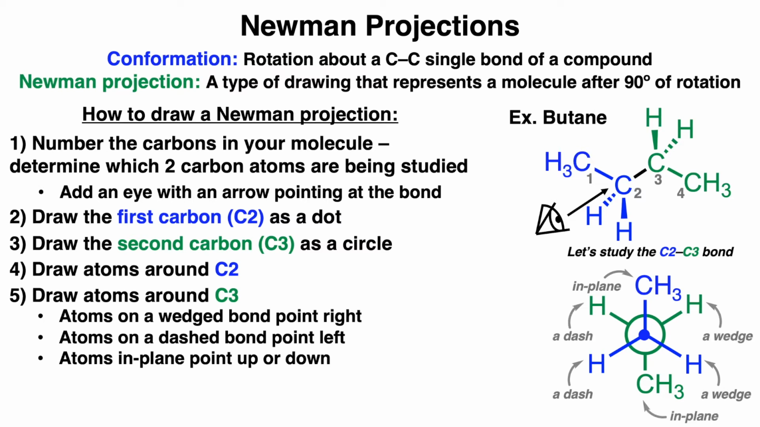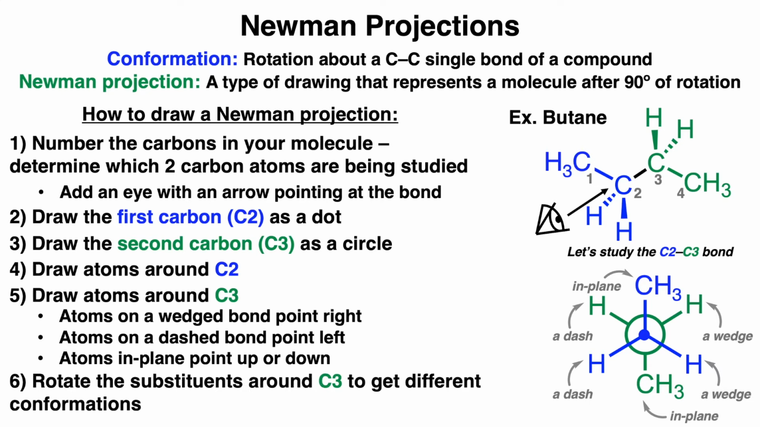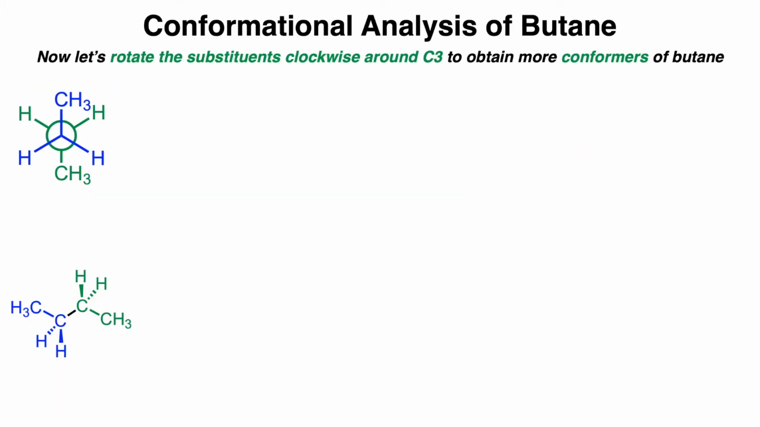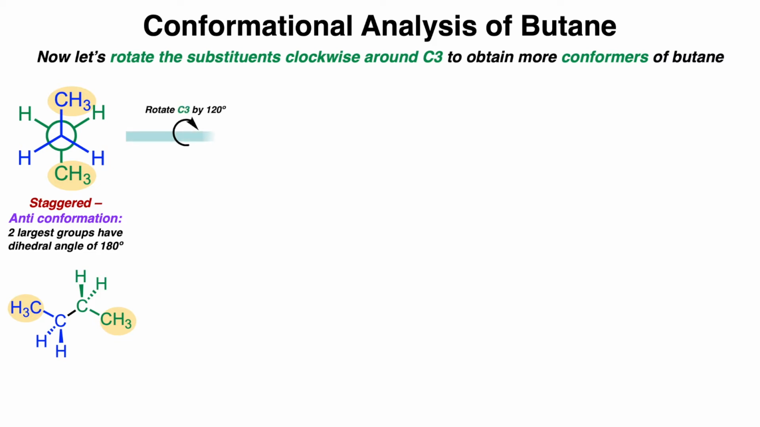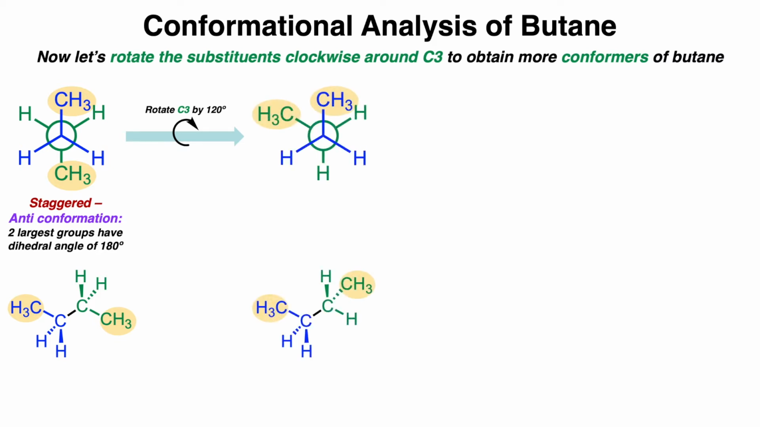Then we can rotate the substituents around the C3 position to get different conformations. But let's get into more detail on what that rotation means. Now, this is the Newman projection of butane that we just drew. Notice how the blue methyl group is pointing up while the green methyl group is pointing down. When your two largest groups are pointing in opposite directions, this is called an anti-conformation because they have a dihedral angle of 180 degrees. Now, if we rotate the substituents around C3 by 120 degrees, we get the next conformer.